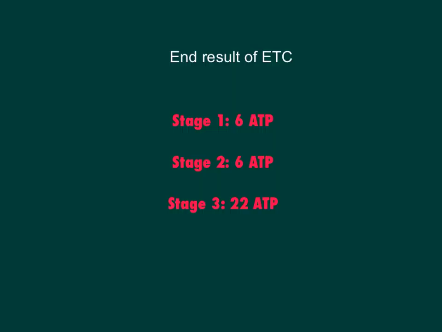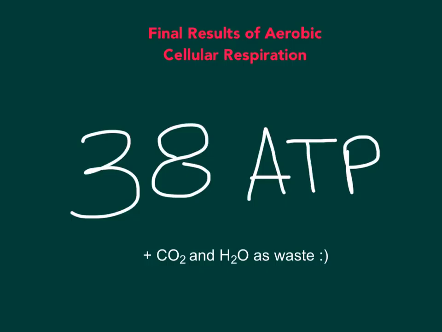End results of ETC. Firstly, please know that one NADH molecule produces 3 ATP, and each molecule of FADH2 produces 2 ATP. So, with that said, in stage 1, 6 ATP were produced, in stage 2, also 6 ATP were produced, and then finally in stage 3, 22 ATP were produced. The final result of aerobic cellular respiration is 38 ATP, plus CO2 and H2O as waste.